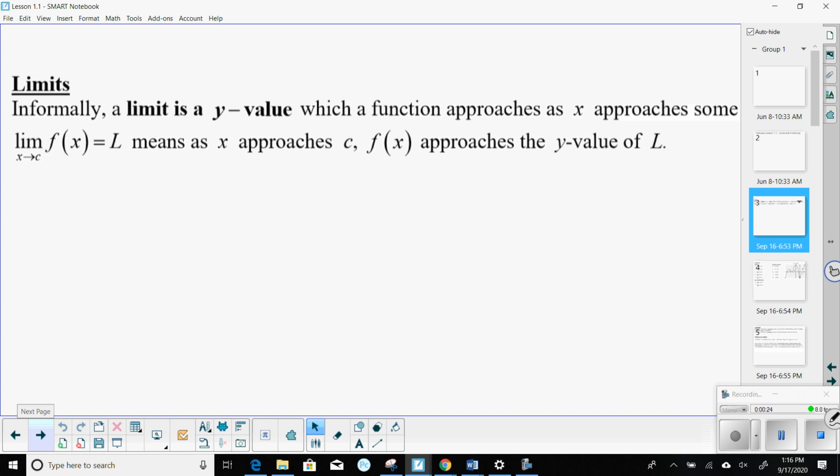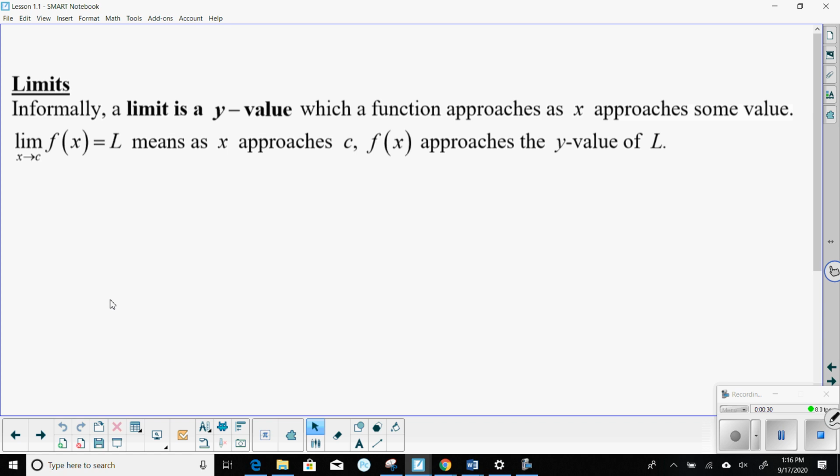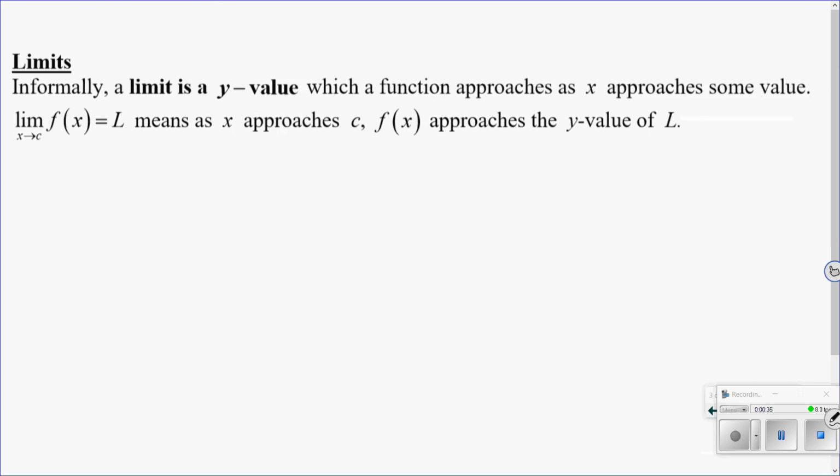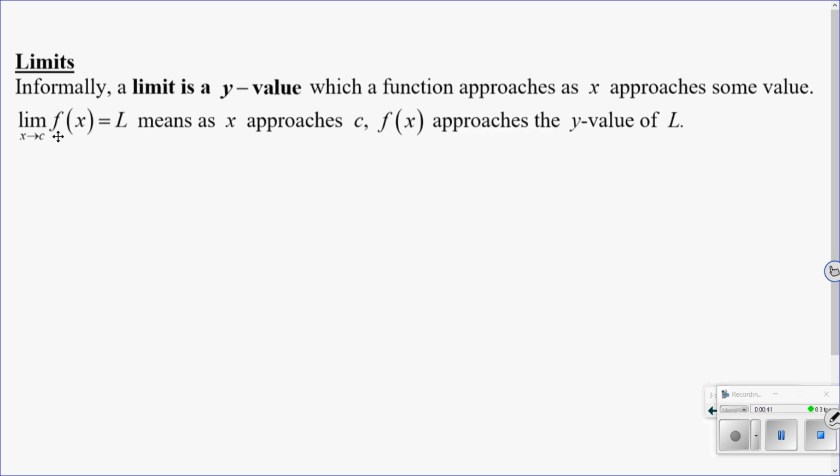Informally, a limit is a y value which a function approaches as x approaches some value. When we look at the notation down here, it's saying as x approaches c, f of x, or my function, approaches L. What that's really saying is, as x gets closer to this value c, what does the y value equal? And that is what the limit equals. So as x approaches c, your function f of x approaches the y value of L.